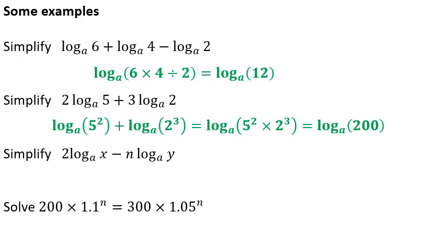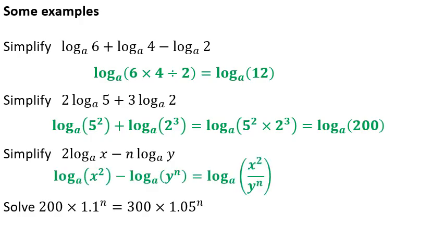The next one looks scarier, but only because there are letters instead of numbers. The logic is still the same. We can bring the 2 inside the logarithm. So instead of writing 2 log x, we can write log of x squared. And then instead of n log y, we can write log of y to the n. I've left it with a minus outside because I think it makes life a bit easier for us, but there's no rule that says you have to.